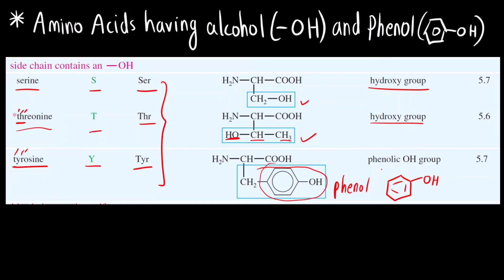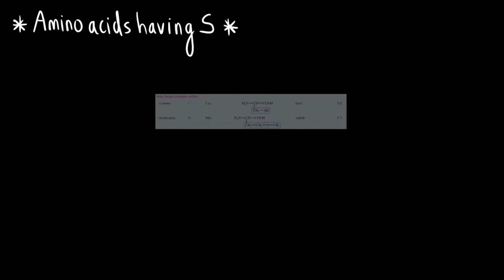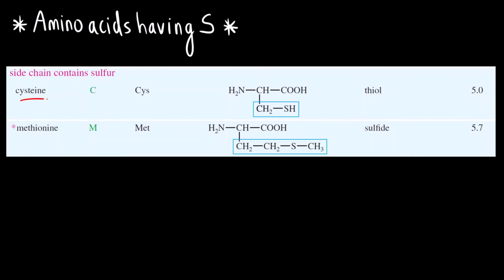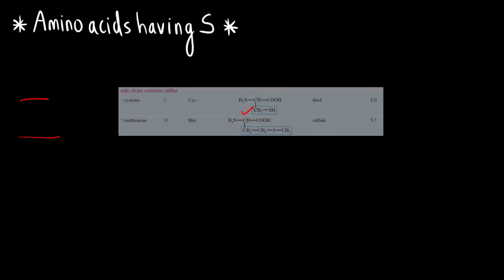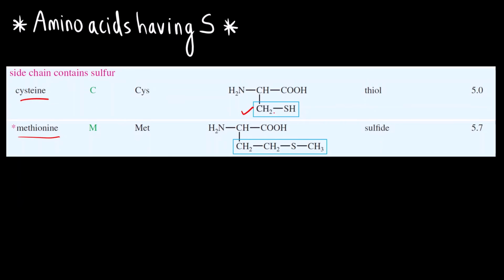Okay, tyrosine contains a phenolic group. Next is amino acids having sulfur. One is cysteine and another is methionine. The first amino acid, cysteine, has the same structure as serine, only instead of oxygen we have sulfur. In cysteine we have CH2SH, whereas there it was CH2OH.